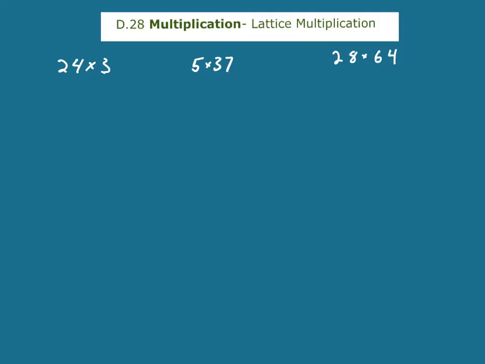So let's take a look at lattice multiplication. I've got 3 problems here: 24 times 3, 5 times 37, and 28 times 64. To start things off, I'm going to go at the beginning of multiplication. We talk about multiplying 2 digits. The first method we actually show, and we show a lot of different methods, and any of them are fine, but usually the first one I always show is actually the area method.